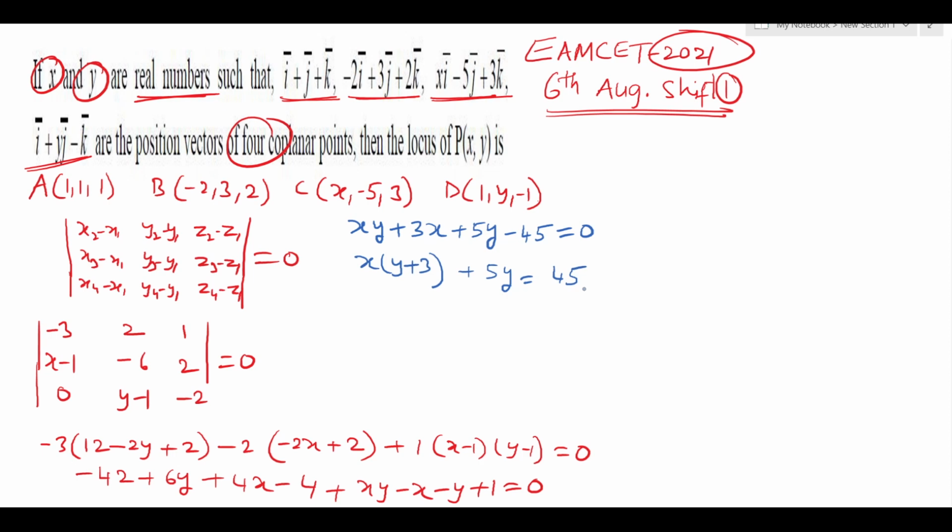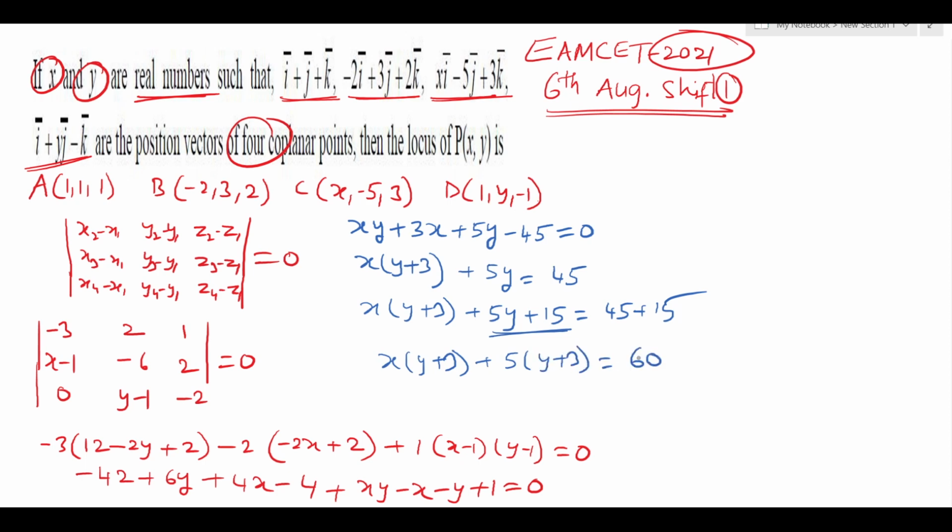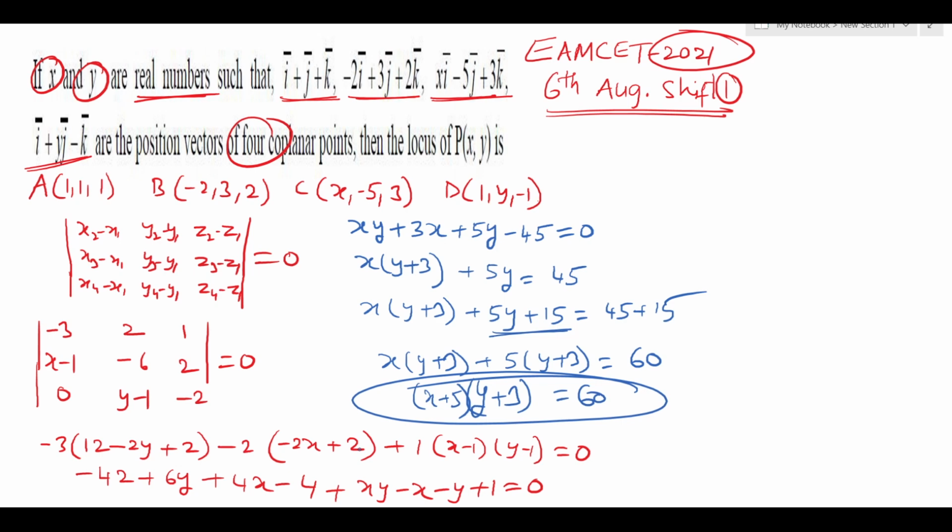So add 15 on both sides, that is x into y plus 3 plus 5y plus 15 is equal to 45 plus 15. Now take 5 common in these two, that is x into y plus 3, 5 common, this is y plus 3 is equal to 60. Again y plus 3 take common, that is x plus 5 is equal to 60. This is the locus of the given 4 coplanar points, that is x plus 5 into y plus 3 is equal to 60.